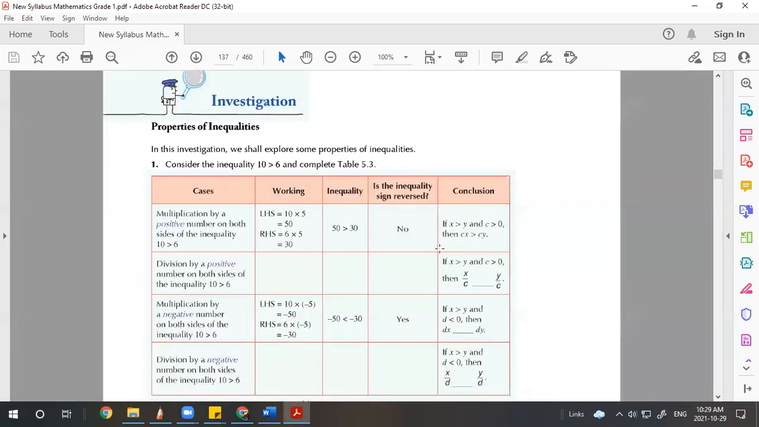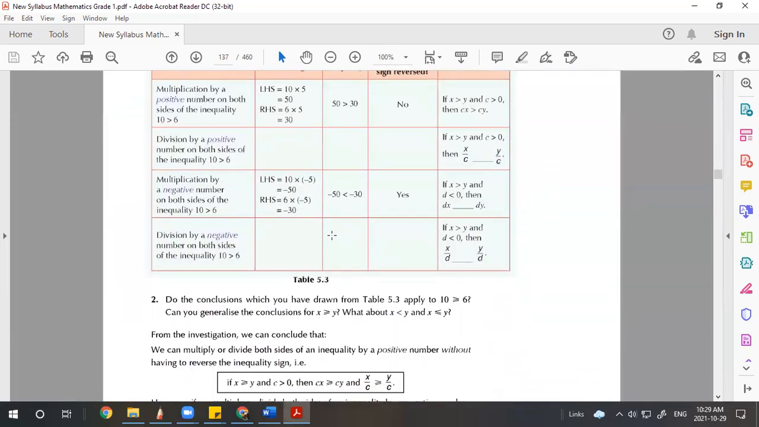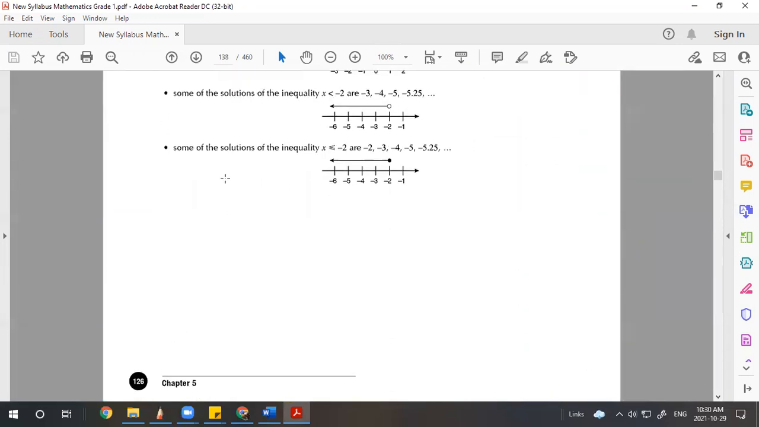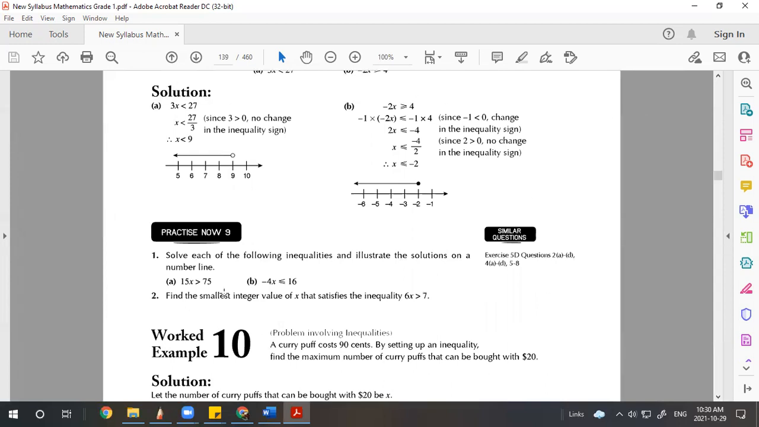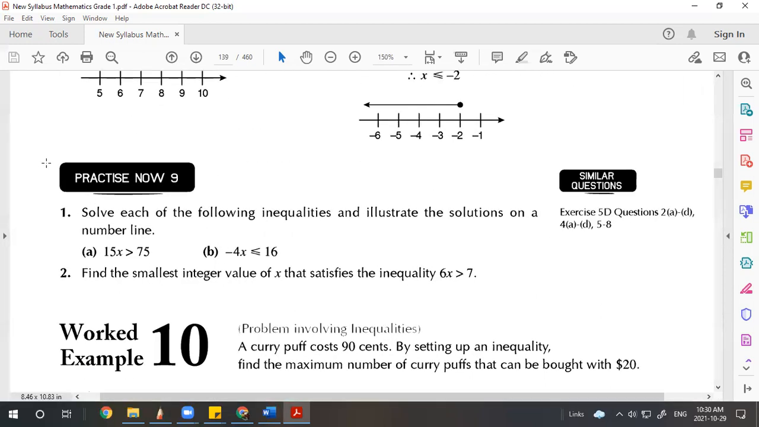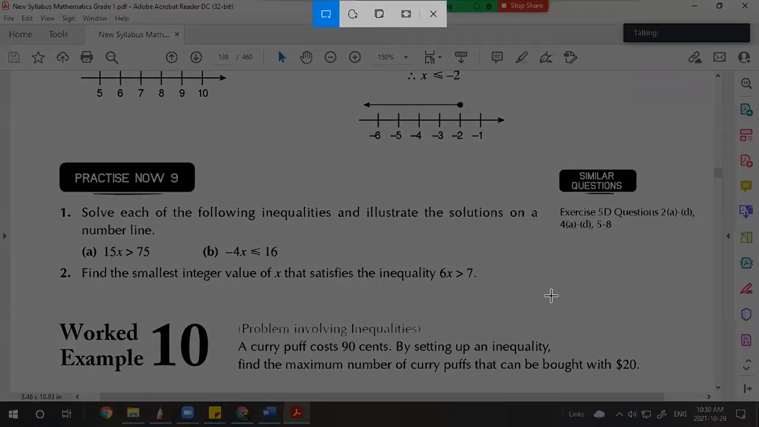Gampang ya ini ya. Coba kita langsung lihat questions-nya dah. Males lihat ginian. Nggak usah, ini nggak usah dipelajarin, nggak usah. Kita cuma lihat ini. How do you solve? Practice now 9. Let's try. Kita belajar sama-sama ya, inequality now.